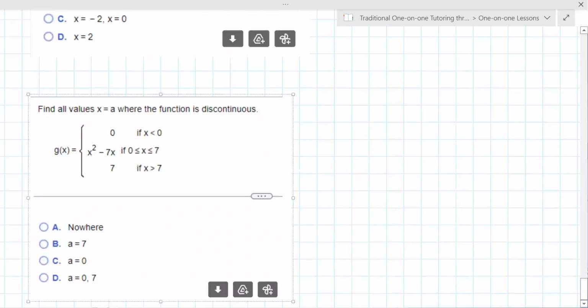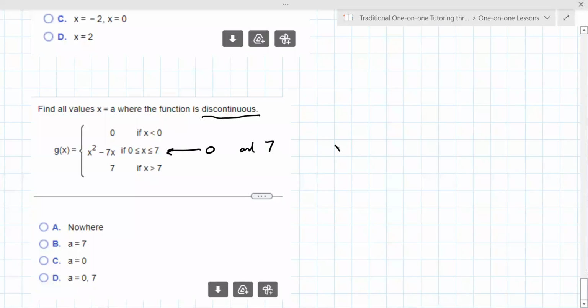We're on 15. Okay, it says find all values x equals a, where the function is discontinuous. So you just have to check the endpoints. Basically, you have to figure out... well, is that really the right way to do it? Okay, we need to know what's going on here at 0 and 7.